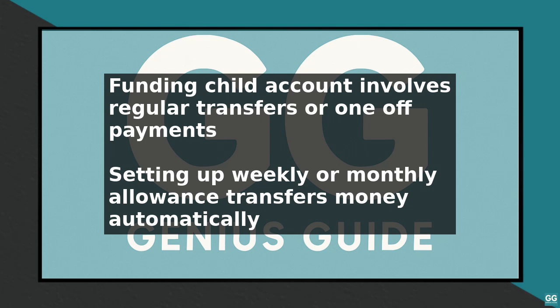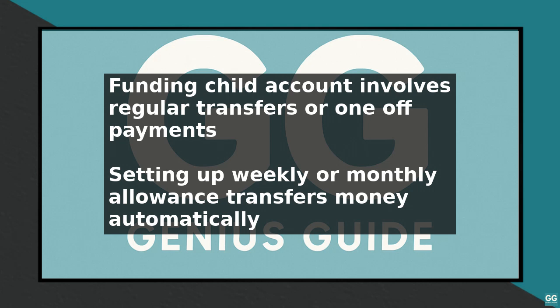One of the key features of GoHenry is the ability to set tasks for your child to complete in order to earn money. This can be anything from doing chores to getting good grades. You can set the tasks and the amount of money your child will earn for completing them. This is a great way to teach your child the value of hard work and responsibility.